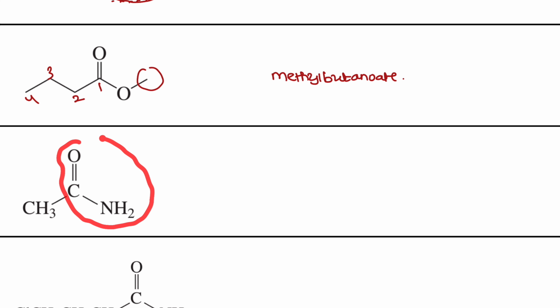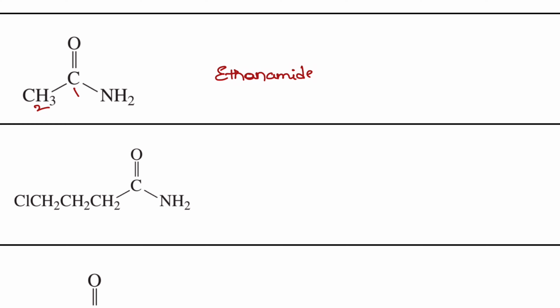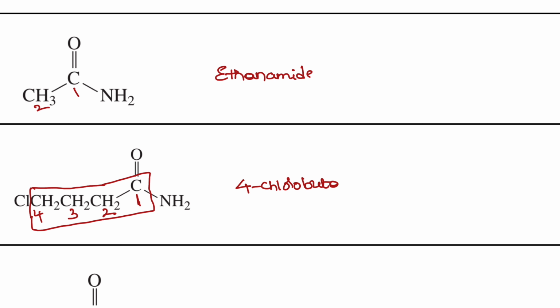It is a primary amide because nitrogen is attached to only one carbon directly. Here if we have alkyl groups, then it is a secondary or tertiary amide. So 2 carbon atoms, root word ethanamide. First carbon, second, third, fourth. 4 carbon chain. At the fourth carbon there is chlorine. 4-chloro butanamide.